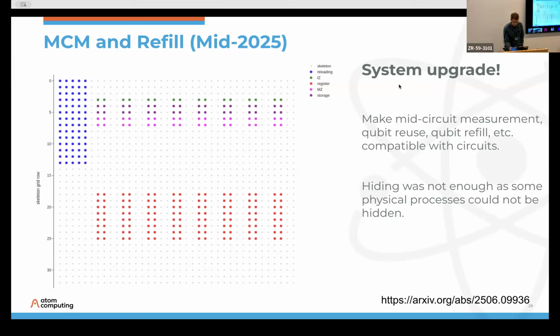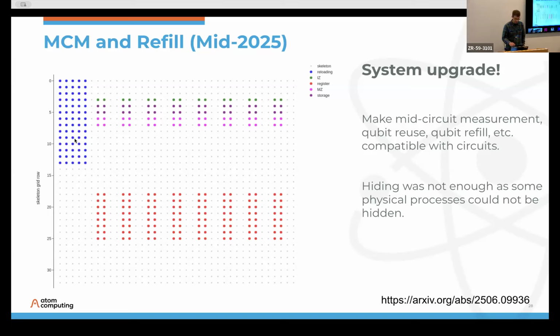This is sort of that architecture I showed earlier, except we've added a few things. In addition to the green spots where 2-qubit gates happen, we've added a place where mid-circuit measurement happens. MZ is our code for measurement zone. There's also a reservoir here. These are just extra atoms.